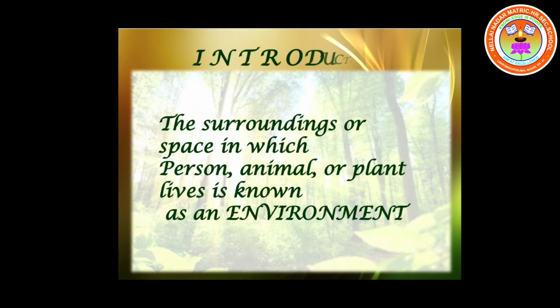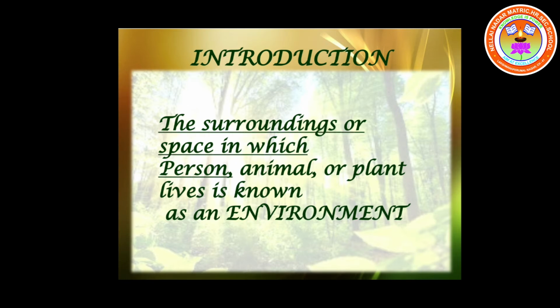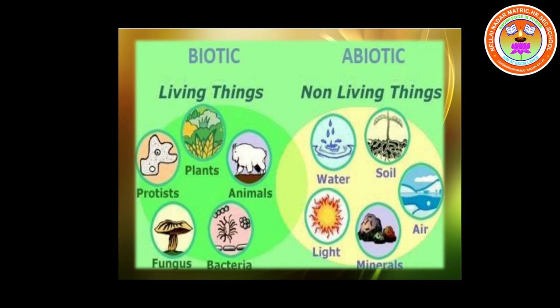Now let us go with the introduction of our environment. So what is an environment, children? The surroundings or space in which a person, animal or plant lives is known as an environment. Environment is everything that surrounds us, isn't it, children? It includes both living and non-living things, which we call biotic factors and abiotic factors.